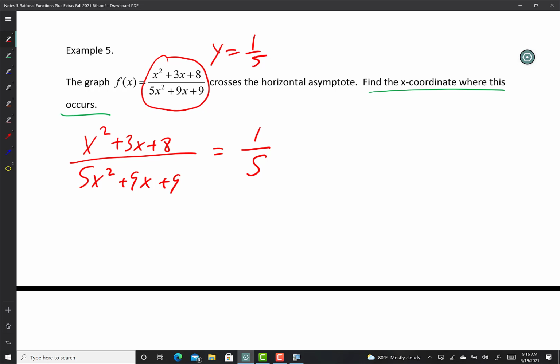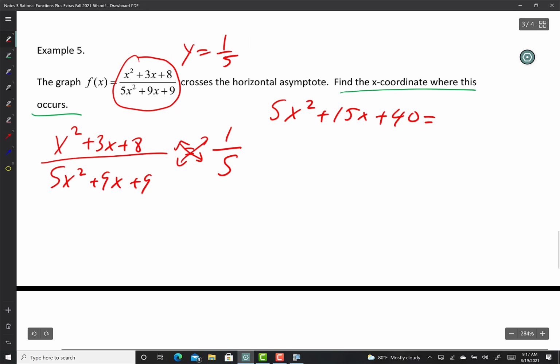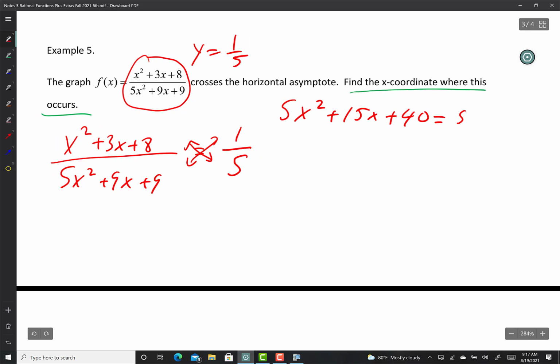Now, since we're trying to find the x-coordinate, what do we do now? You can just cross multiply. You've been doing that since like 6th grade probably, right? So here we go. We're just going to cross multiply, guys. So we're going to have 5x squared plus 15x plus, what's that, 40? Equals, and I'm just going to multiply by 1 again, so 5x squared plus 9x plus 9.